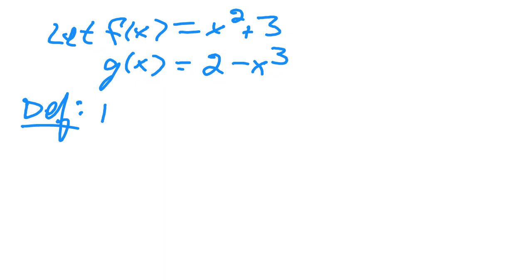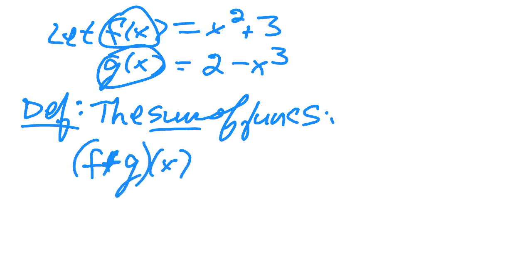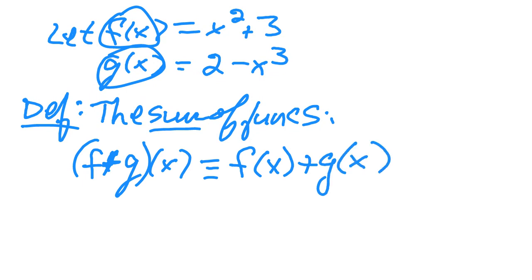But the sum of functions, what does sum mean? Sum means add, doesn't it? So the sum of functions, we're going to add these functions together. So instead of adding numbers, we're actually adding f of x and g of x together. So this is defined by f plus g evaluated at x is going to be the sum of functions, and by the definition, that just is equivalent to f of x plus g of x everywhere that is okay on the domain.